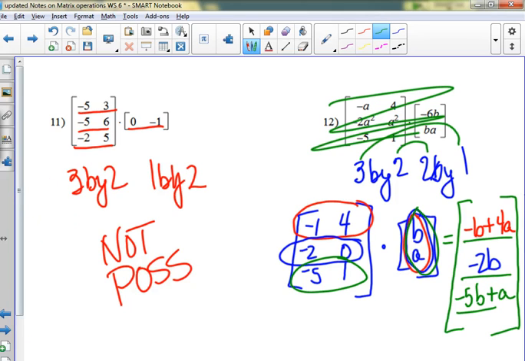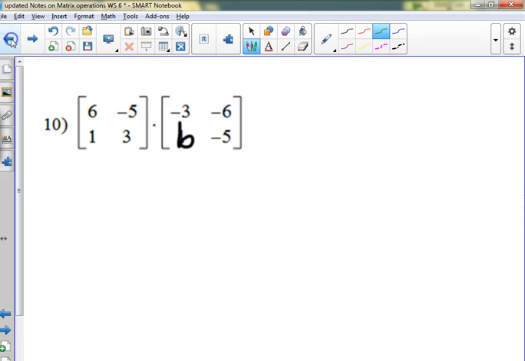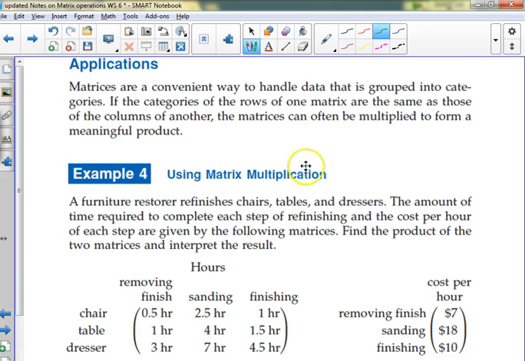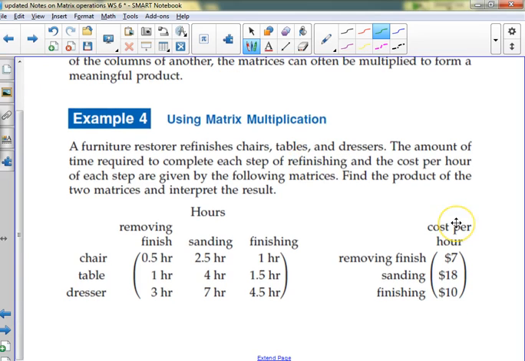Okay, now you want to know how to do it on the calculator? Okay, this is a real life application, guys. I want you to read this. A furniture restorer refinishes chairs, tables, and dressers. So these are the 3 items that he refinishes. Everybody good? Each step of the process requires a number of hours removing the old finish, sanding it down, and then putting on the new finish.